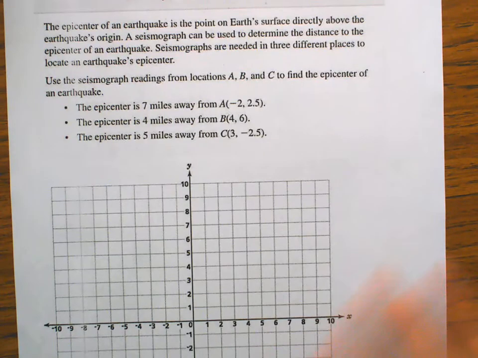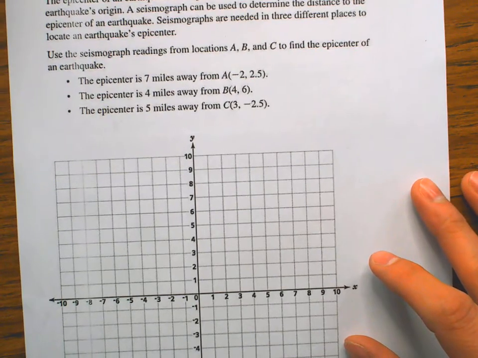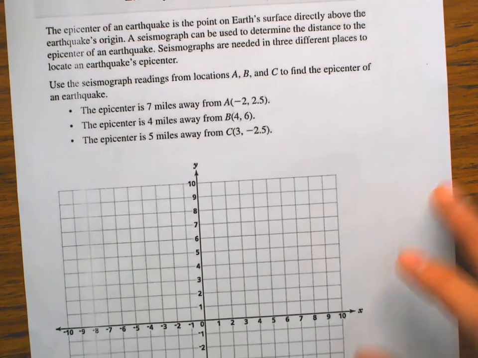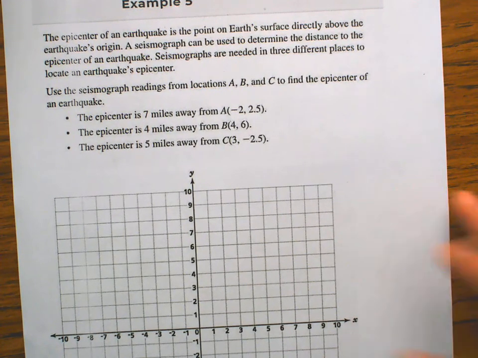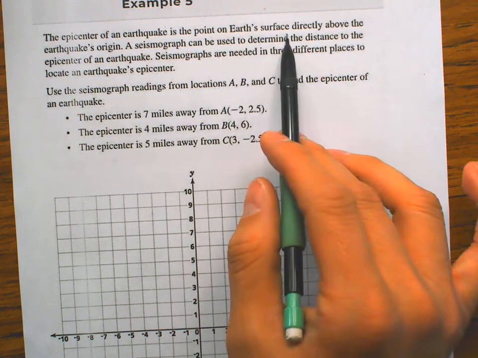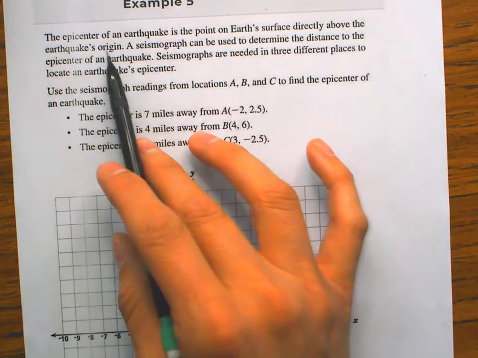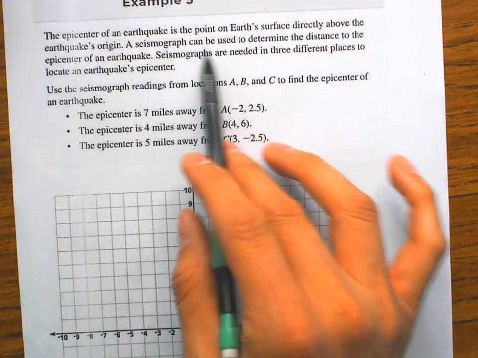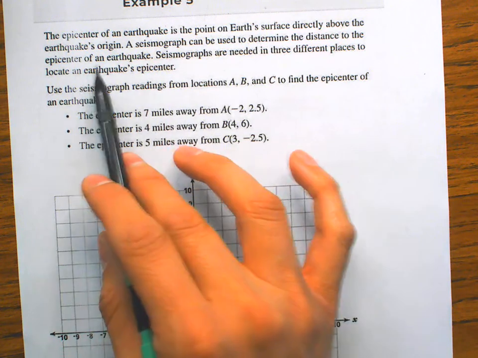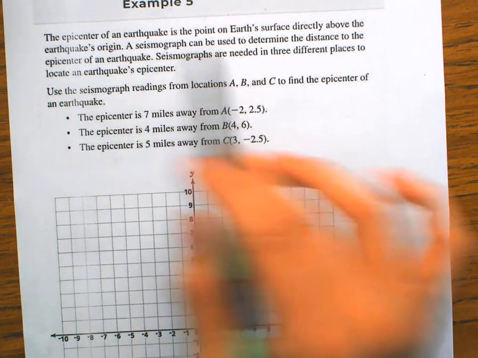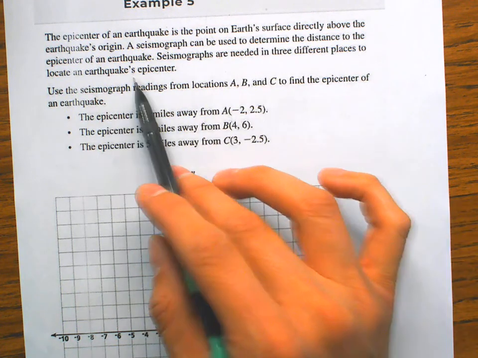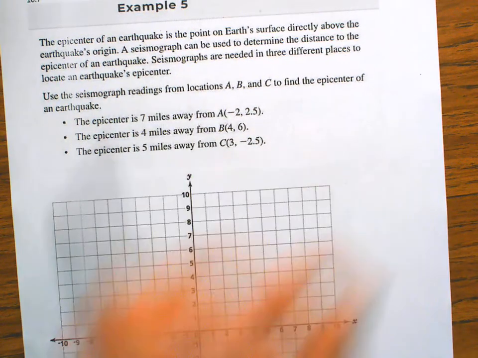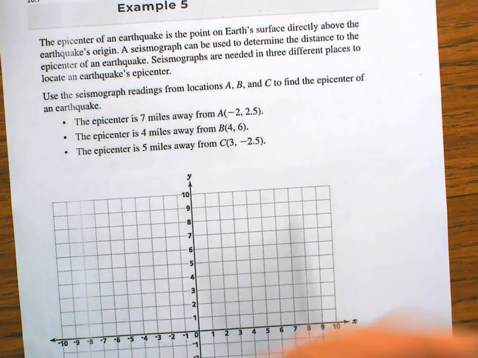All right, let's take a look at example number 5. It says here, the epicenter of the earthquake is the point on the Earth's surface directly above the earthquake's origin. A seismologist can be used to determine the distance to the epicenter of the earthquake. Seismologists are needed in 3 different places to locate an earthquake's epicenter. So basically I'm going to be graphing 3 circles. Now it's going to get a little ugly, okay?